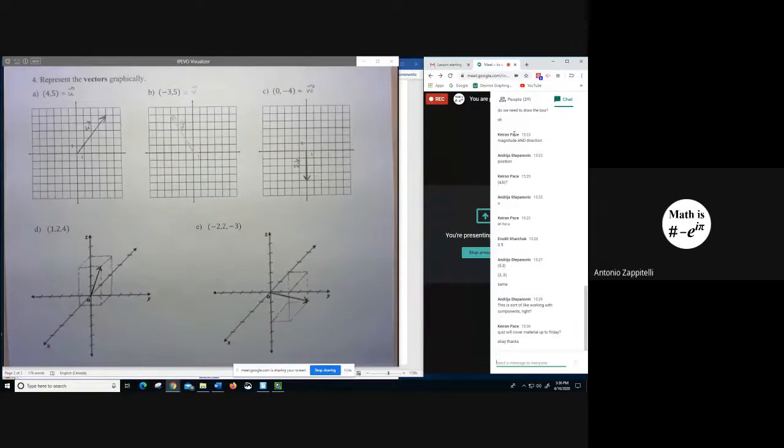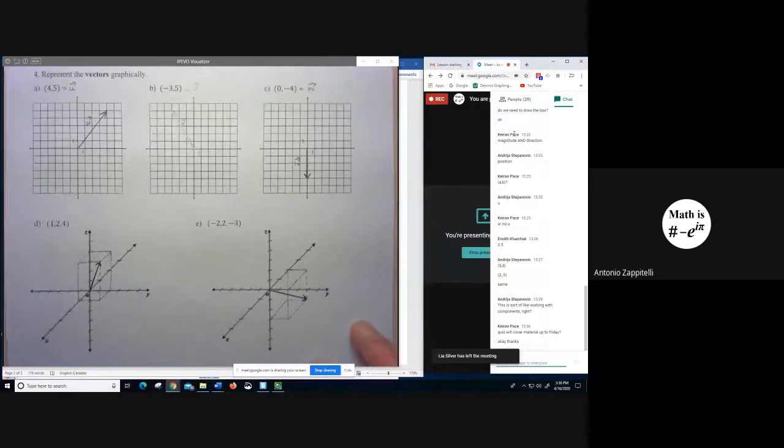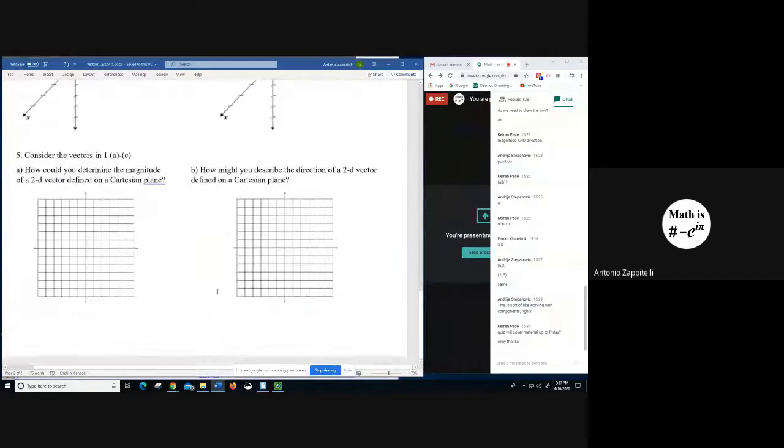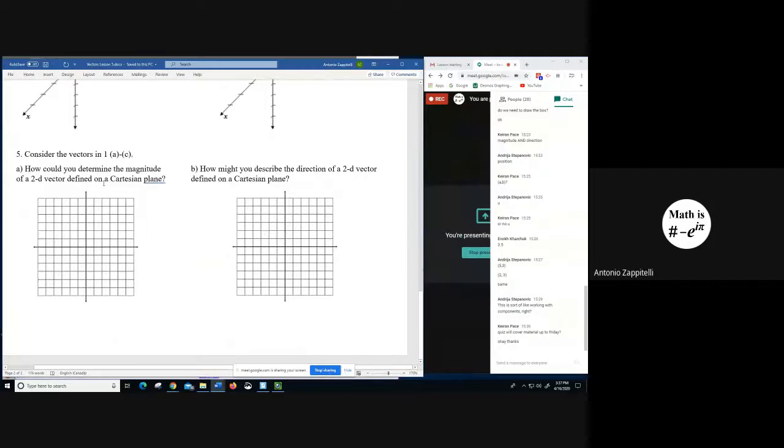All right. So the last thing I'm going to ask you to do, and then we're going to put everything together and look at the notes, is I want you to look at the idea of how we would determine the magnitude, and ideally a formula for the magnitude of a 3D vector, and how would we describe the direction, sorry, of a 2D vector. So we'll stick to the Cartesian plane. We'll get to 3D tomorrow.